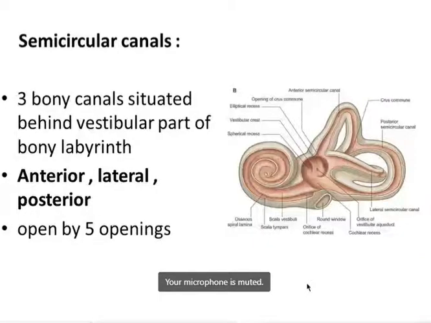Now come to the another part of the bony labyrinth. So they are the semicircular canals. So these are the three semicircular canals. So cochlea, vestibule, and the three semicircular canals. So what are the three semicircular canals? This is the anterior semicircular canal, and this is the posterior semicircular canal. So this is the posterior semicircular canal, this is the anterior semicircular canal, and this is the lateral semicircular canal.